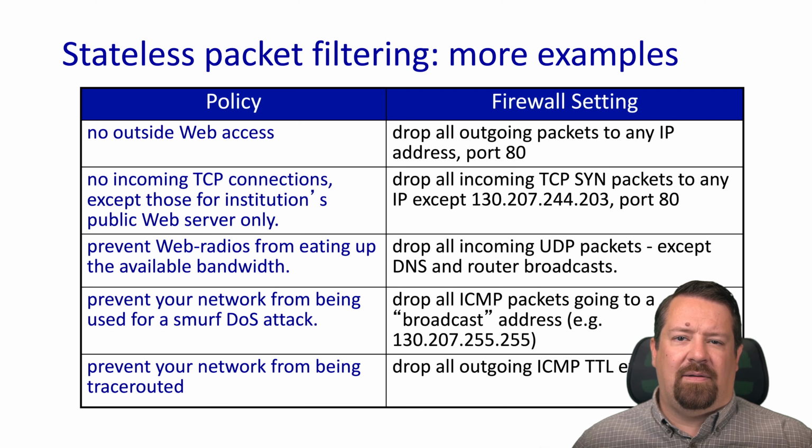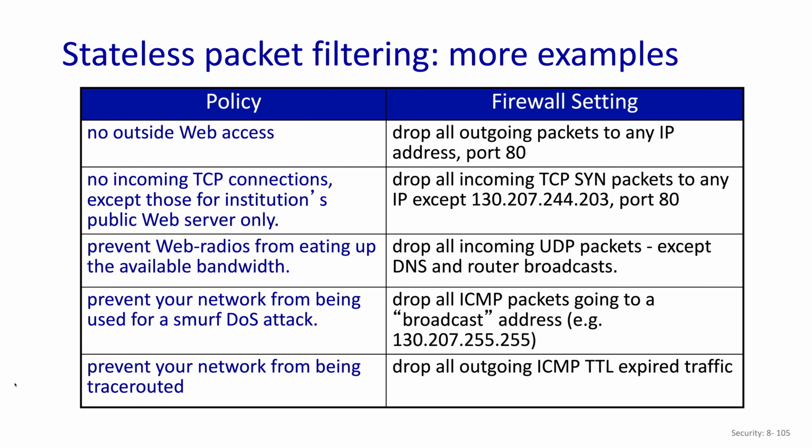We might want to block web radios by blocking UDP packets, although most streaming media have migrated to run over HTTP, so that's probably not going to block much. And as we see in that case, if we wanted to still allow DNS, we would have to explicitly permit that. Another policy might be to prevent the institutional network from being used as part of a Smurf DOS attack, which could be done by dropping all ICMP packets going to a broadcast address.